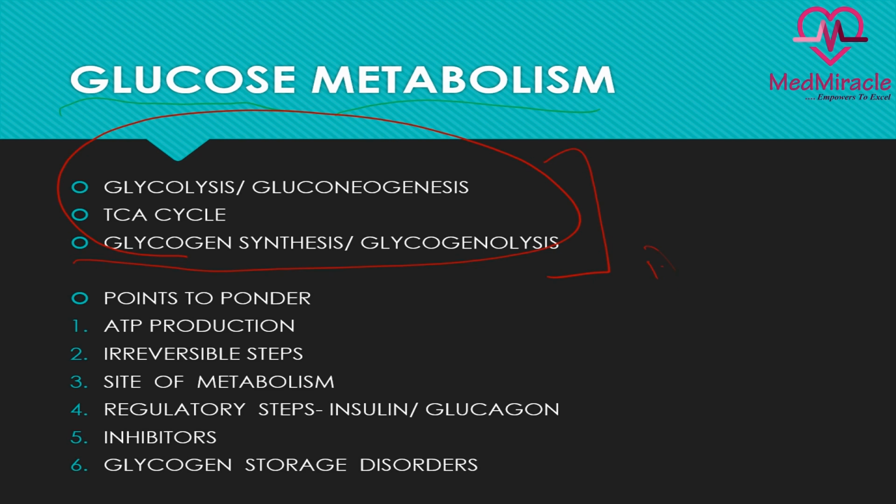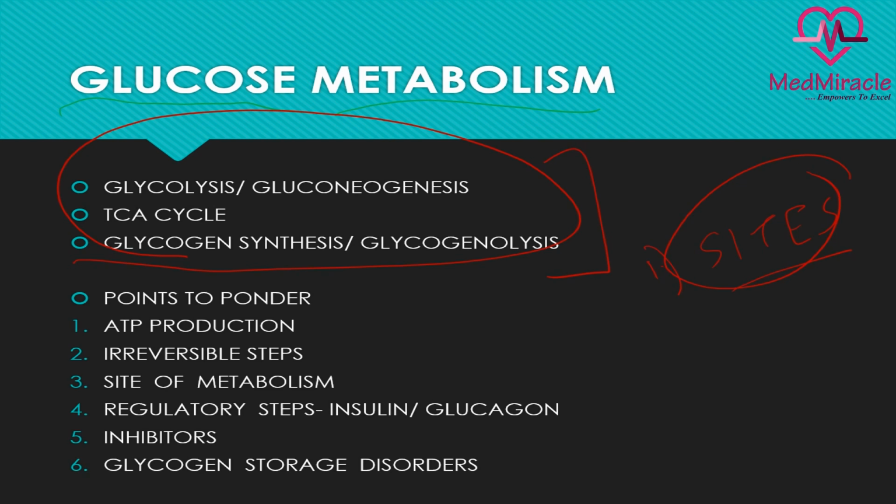One thing you must always remember is the sites. At what location the so and so pathway is happening. For example, glycolysis is happening in the cytoplasm, TCA cycle is happening in the mitochondria. You have to know the site. That is very, very important with respect to any cycles, not just glucose metabolism. For all biochemistry pathways, you have to know the site.